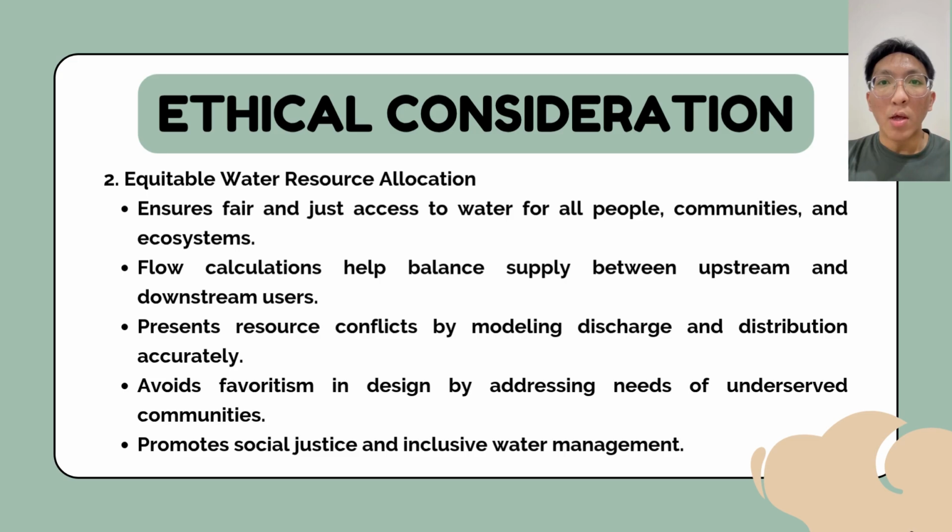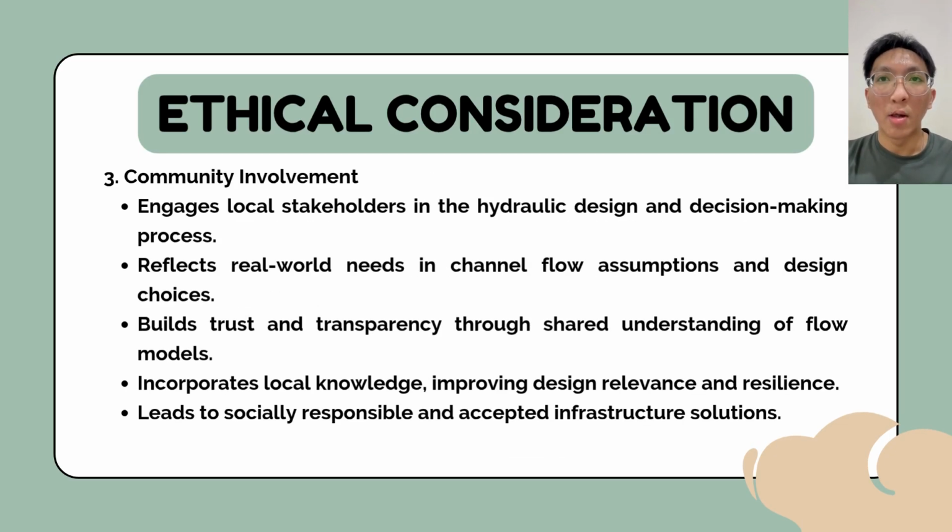Additionally, equitable allocation avoids favoritism in design decisions. It ensures that the needs of underserved or marginalized communities are not overlooked. Ultimately, this approach promotes social justice and inclusive water management, making sure the water resources are shared, responsible, and sustainable among all stakeholders. Last, let's talk about the importance of community involvement in ethical consideration.